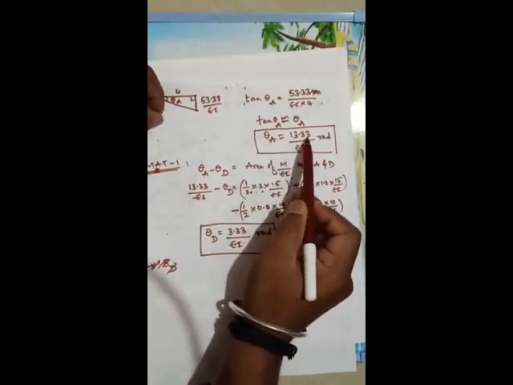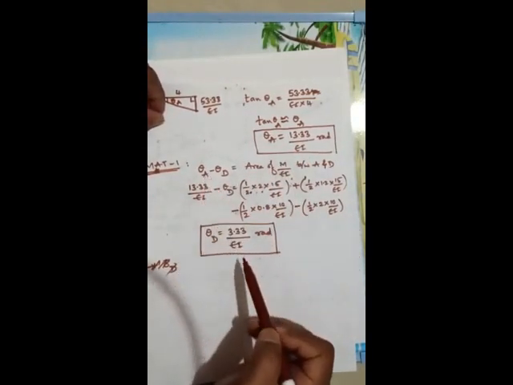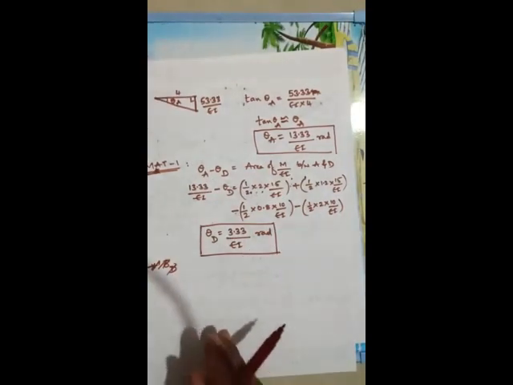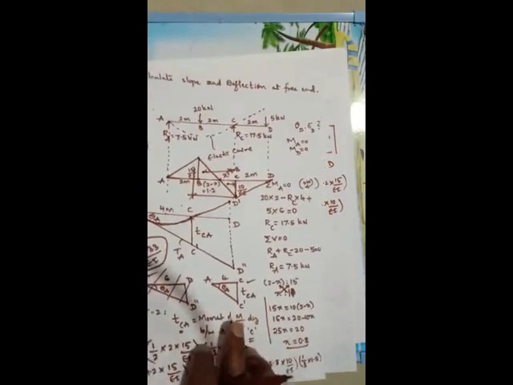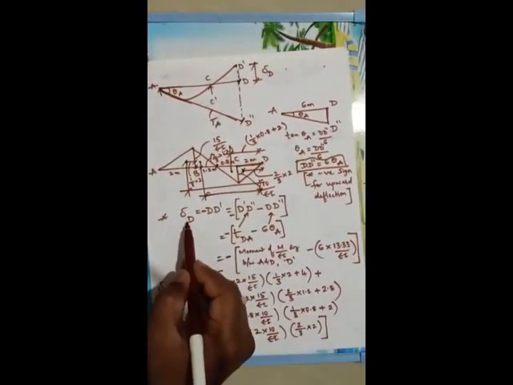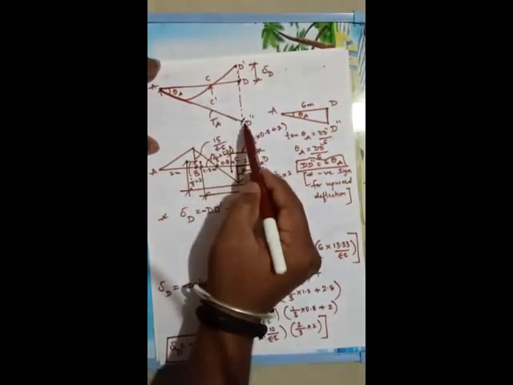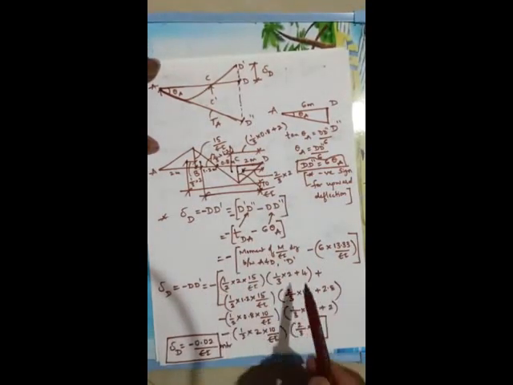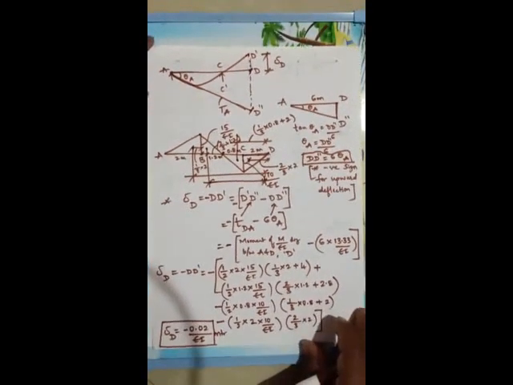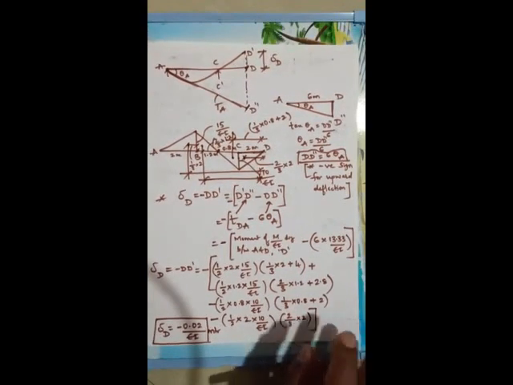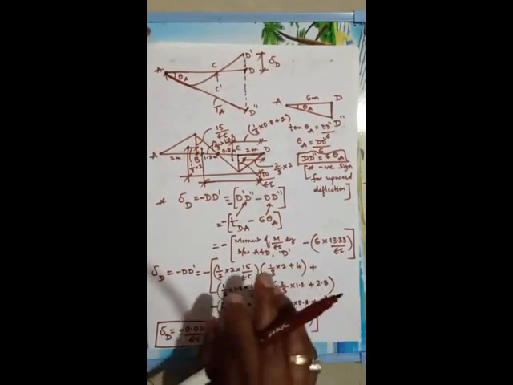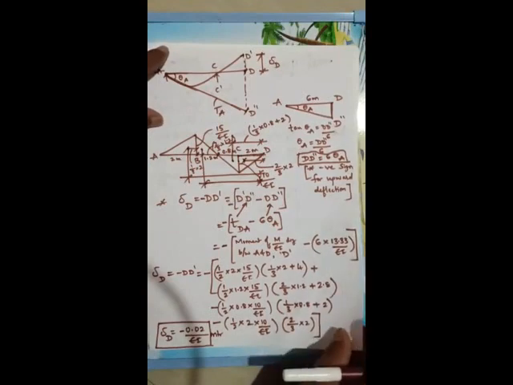Once we got theta A, then using moment area theorem 1, we found theta D. Once we found theta D, our next task is to find delta D. Then again we are making use of this. Okay, this is the procedure by which we have gone through the problem. It is simple, but you need to solve this once again so that you will be getting the answers correctly and you can understand better.